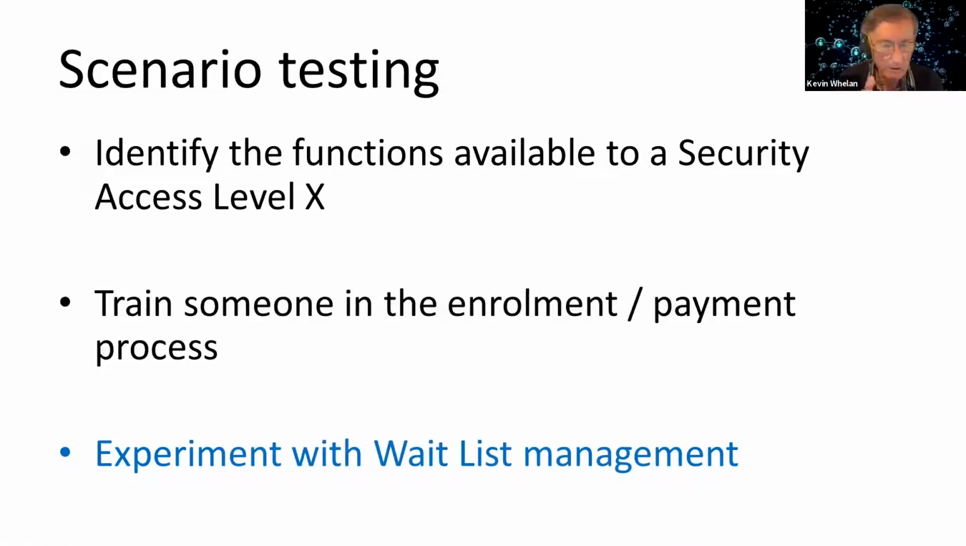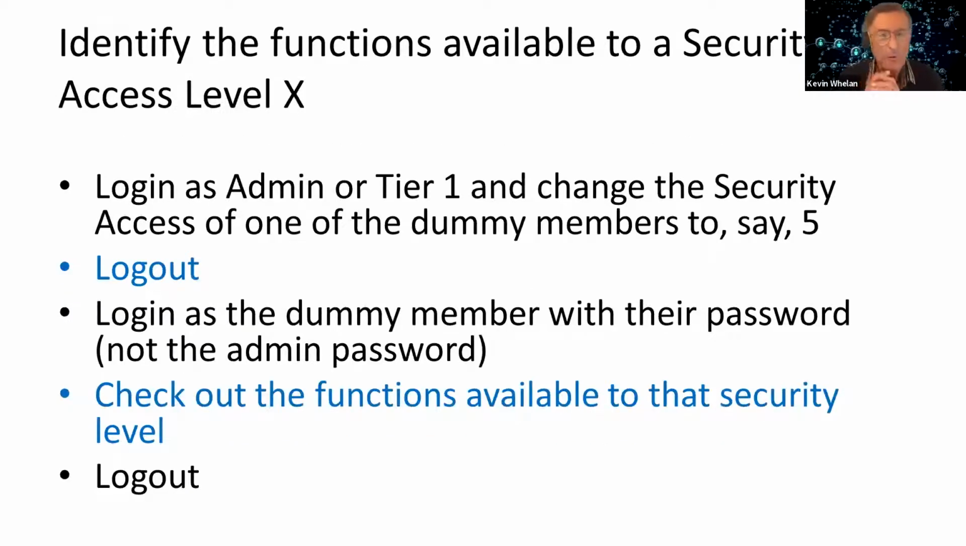And as I mentioned earlier, you can also experiment with waitlist management. Now, I haven't got that as part of my steps today, but nevertheless, we can go in and we can simulate that in real life if we need to. So the first function, where we want to actually simulate a particular access level. You log in as the admin or tier 1, and you can then change the security level at the bottom of the member details screen to whatever level. Now I've suggested today, let's do level 5. Level 5 is a treasurer function.